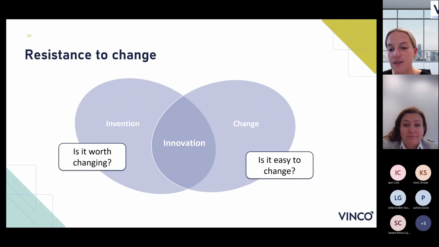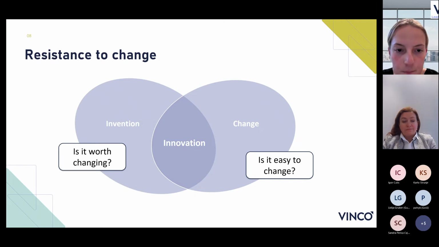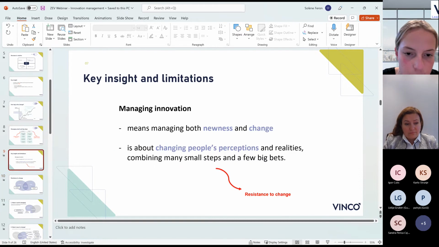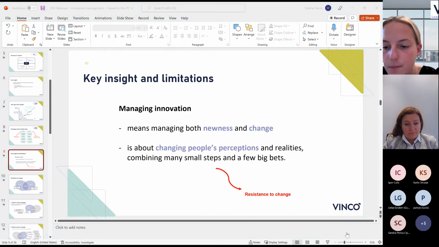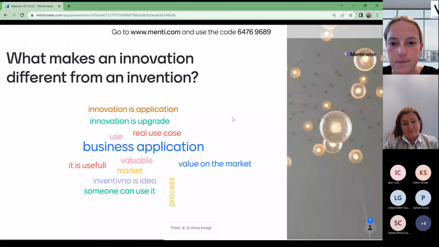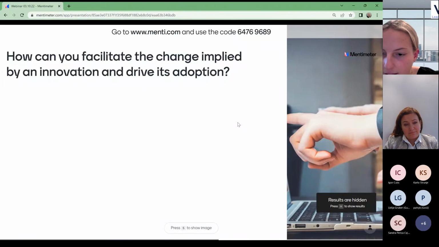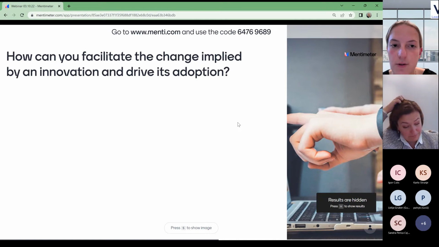Okay, so I will now invite you again to go to menti.com and answer this question. How can you facilitate the change implied by an innovation and facilitate its adoption? So you as a company, how can you convince your potential adopters to adopt your innovation? What approach will you use? How will you convince them?